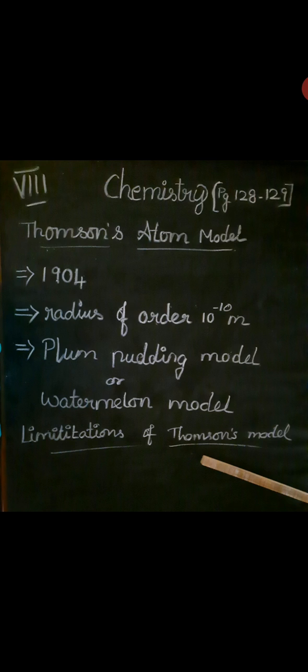There are two limitations of the Thomson atom model. Thomson failed to explain how the positively charged sphere is shielded from the negatively charged electrons without getting neutralized. Without getting neutralized, he had to prove it, but he failed to prove that. Also, this theory explains only the protons and the electrons, and he failed to explain the presence of the neutral particle, the neutron. So this is about the limitations of Thomson's atom model.